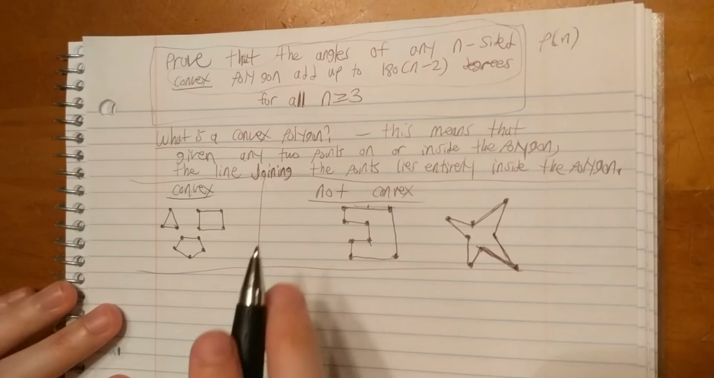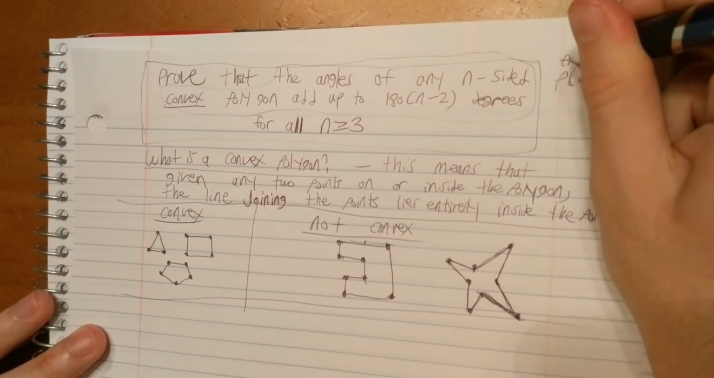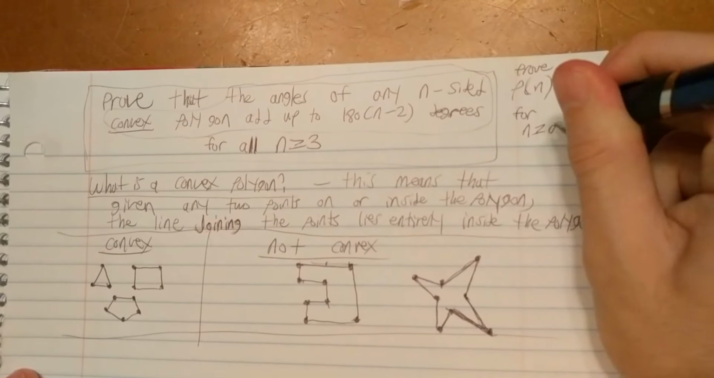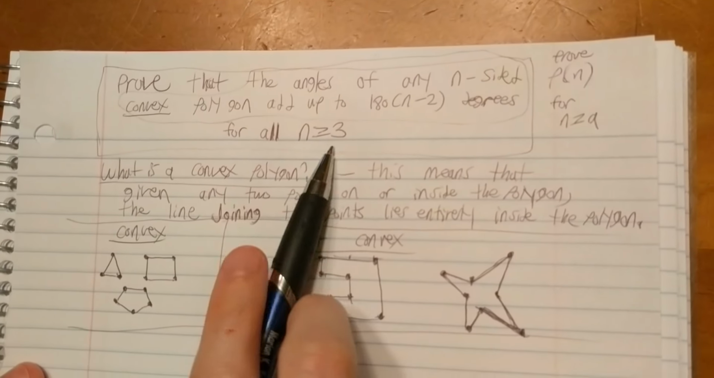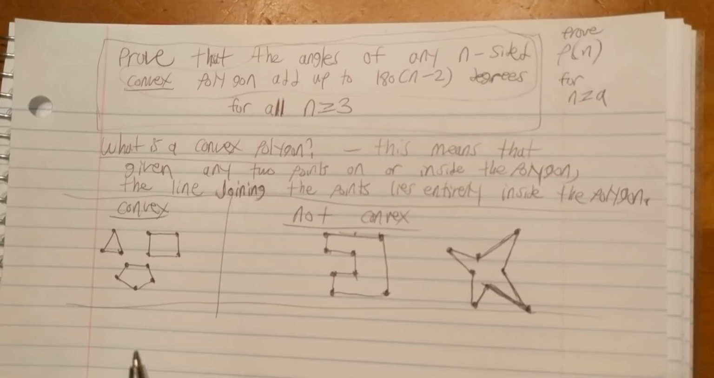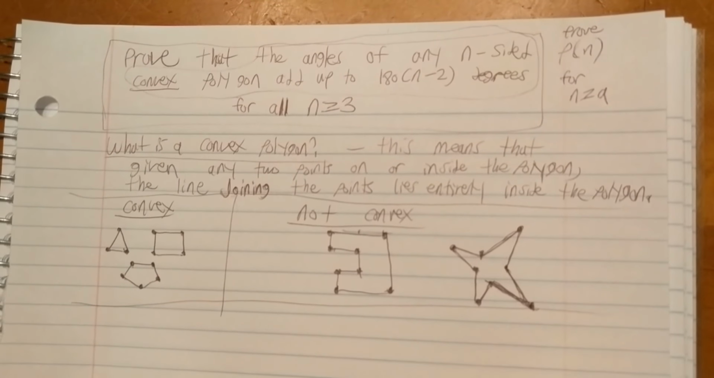And then we're trying to prove the property P of n for all integers n greater than or equal to some base integer a. Here we have our base integer a equals 3. So this is the type of problem where you can use mathematical induction. So I'm going to use it.